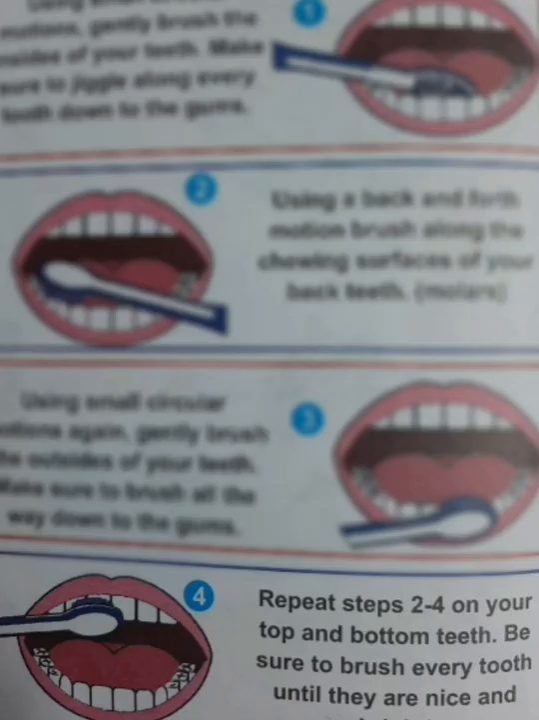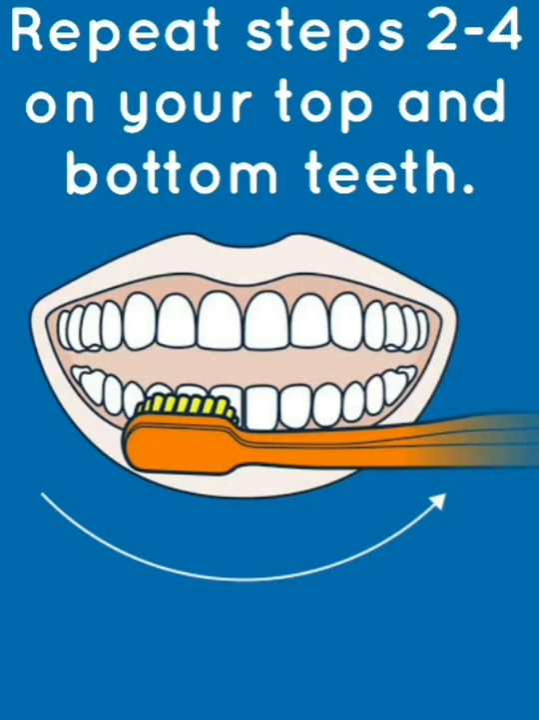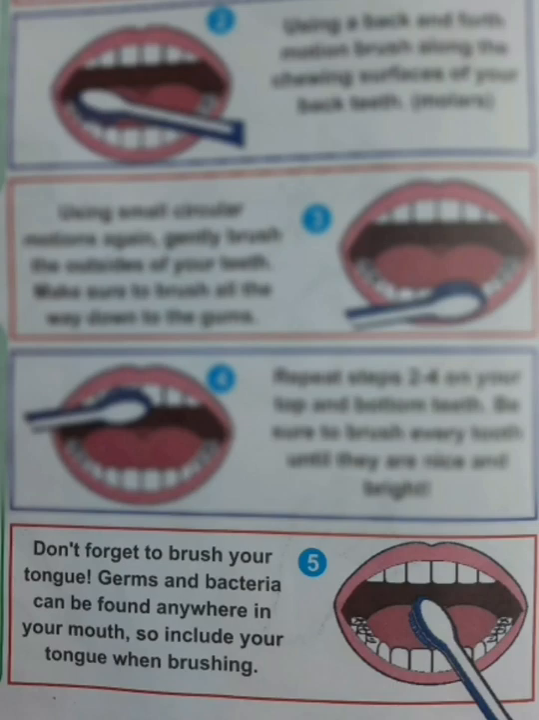Fourth number, repeat steps 2 to 4 on your top and bottom teeth. Be sure to brush every tooth until they are nice and bright. So, whichever step you use on your teeth, the same step you have to repeat 2 to 4 times from top to bottom. Okay, so that you can make your teeth nice and bright.